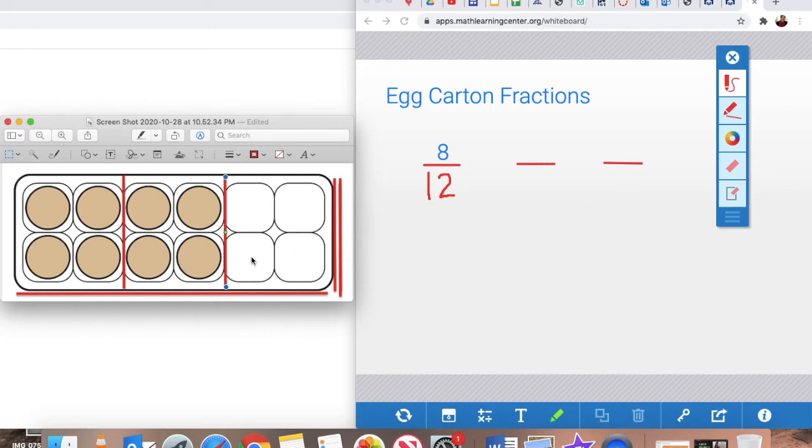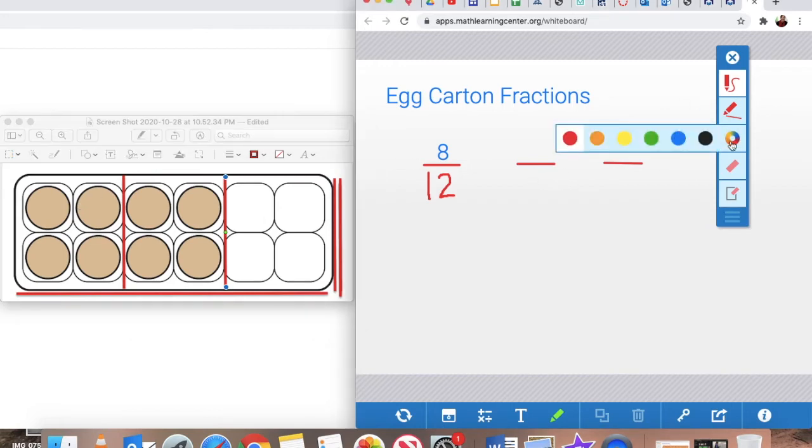How many total sections do I have now? 1, 2, 3. So this time when I write my fraction, my denominator is going to be a 3. There are 3 possible sections that my eggs can be in.